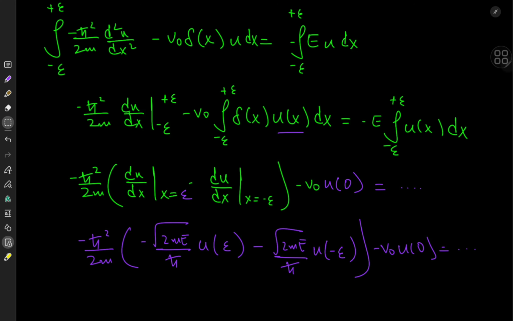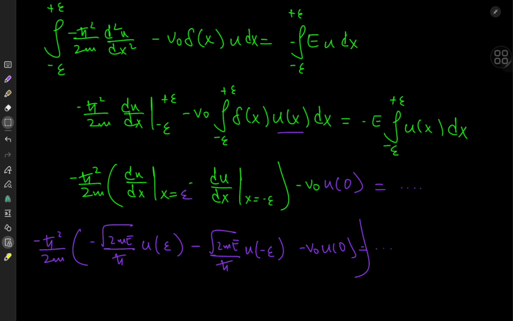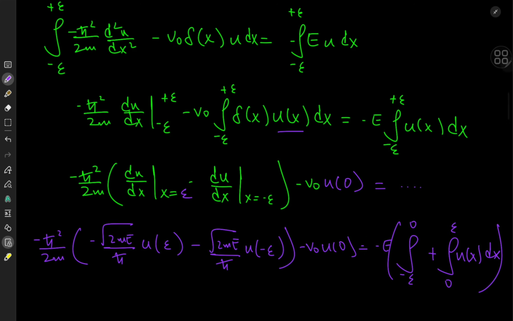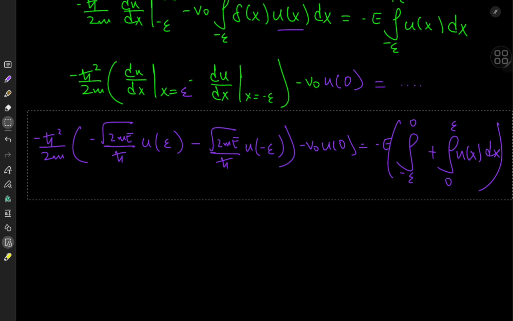Okay, cool. Again, we have this v naught times u of 0, and on the right, again, we have that integral that's just going to tag along, but I might as well write it in a more useful form for now. So I'm going to write this as negative e times the integral from negative epsilon to 0 plus the integral from 0 to epsilon of u of x dx. And the reason I'd like to do this is because I'm now interested in the limit of this whole thing as epsilon tends to 0.